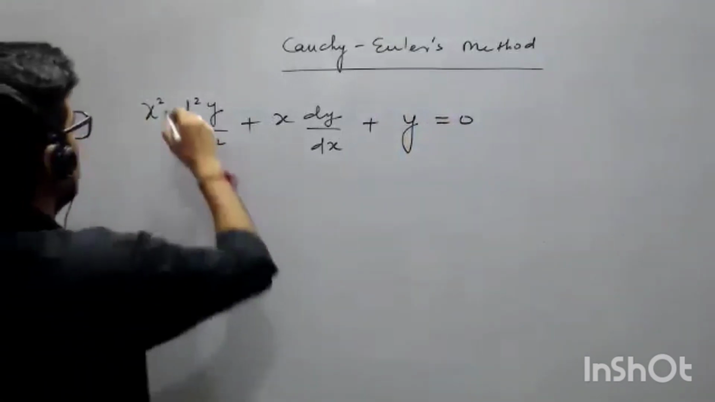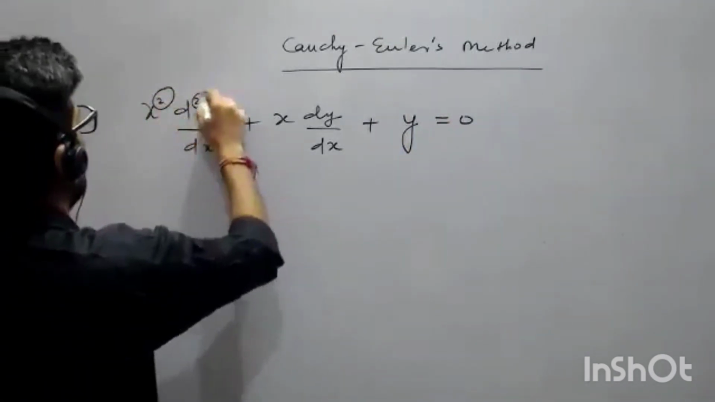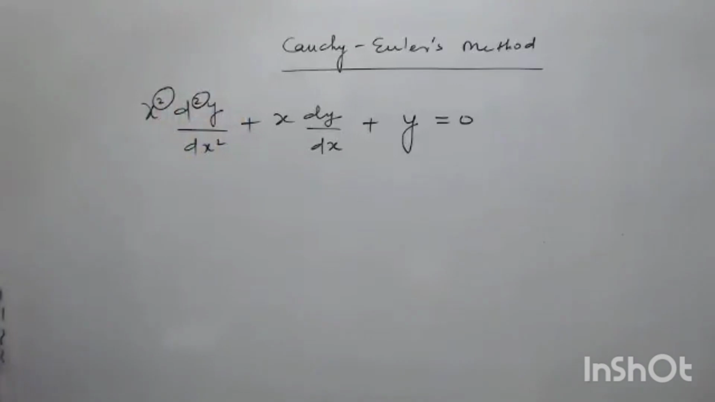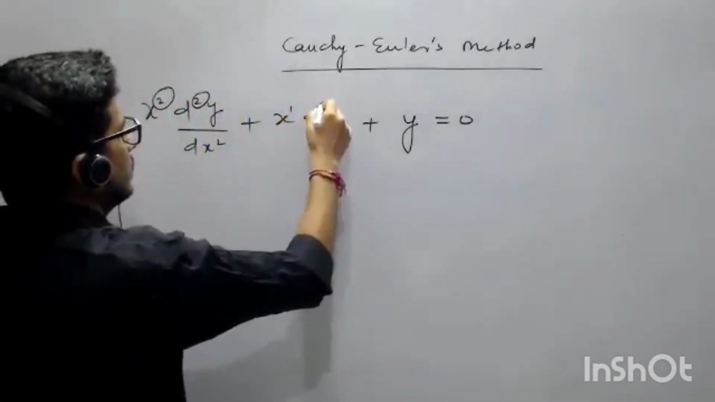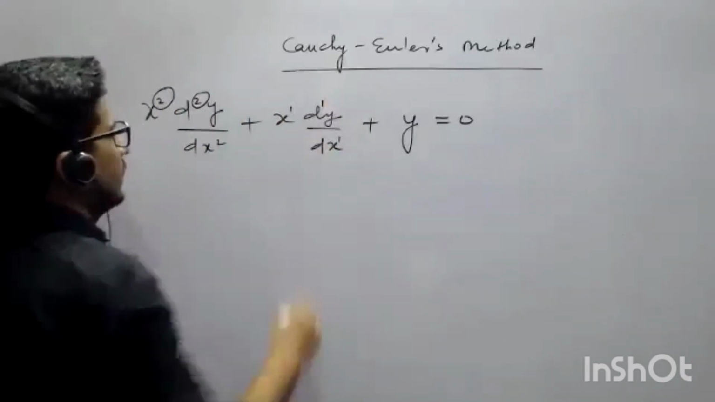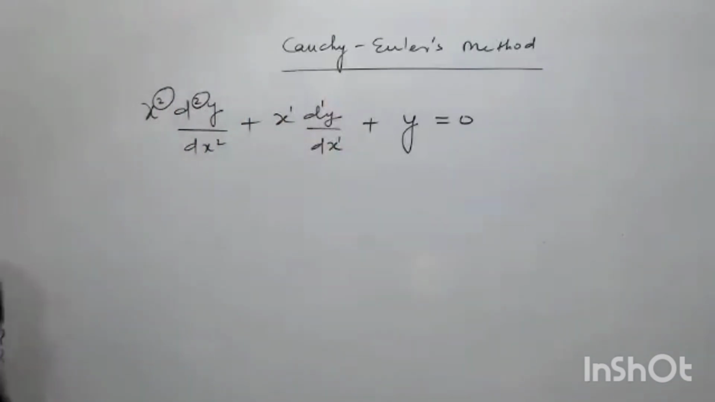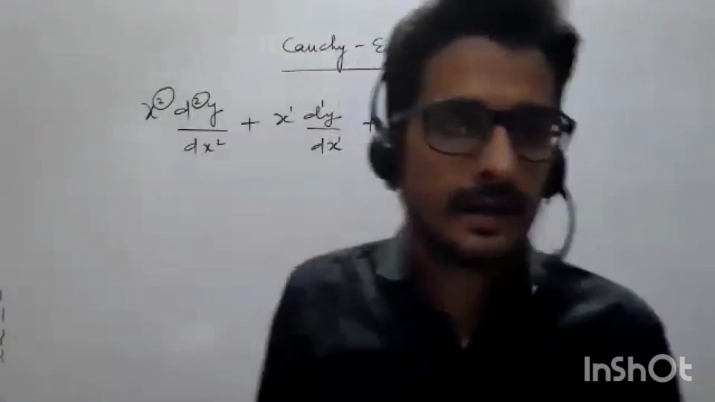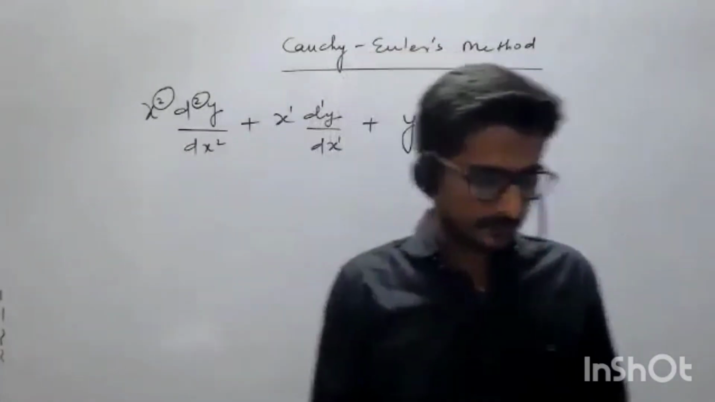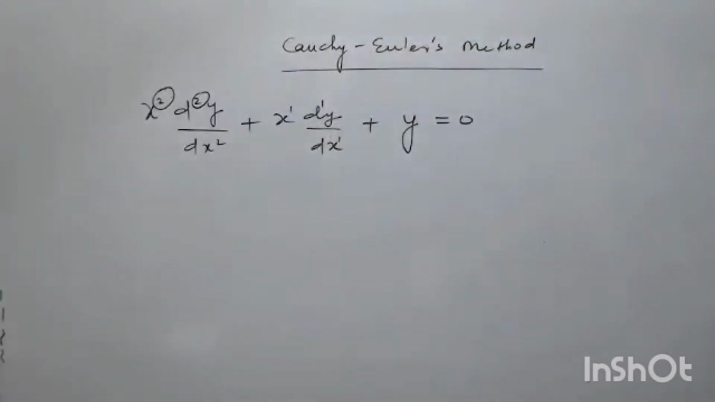So you can see that the power of x and the order, they are same. Here it is 1. So this is also kind of first order differential equation. And here it is 0, so derivative is also 0. Okay? Clear enough?